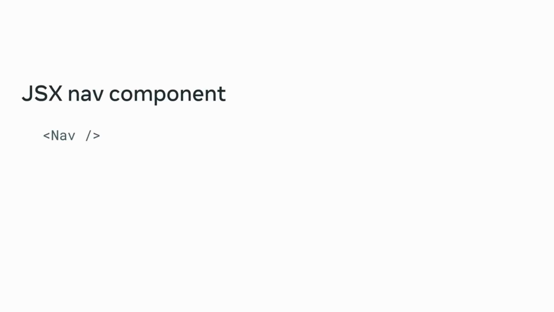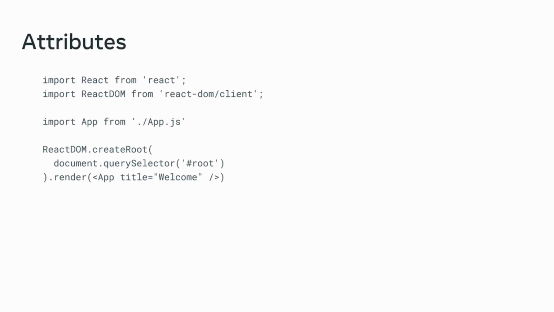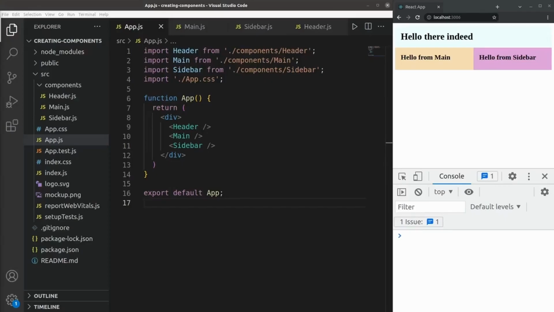And this same nav component can also be rendered as a JSX element to which we can pass dynamic values with props. In order to do this successfully, you need to be comfortable with the concept of attributes. The best way to develop an understanding of attributes is with a live example of building a component using props. Here's a practical way to work with props.